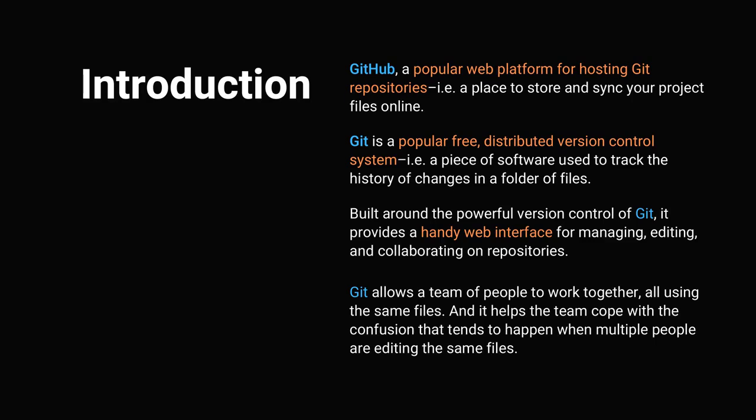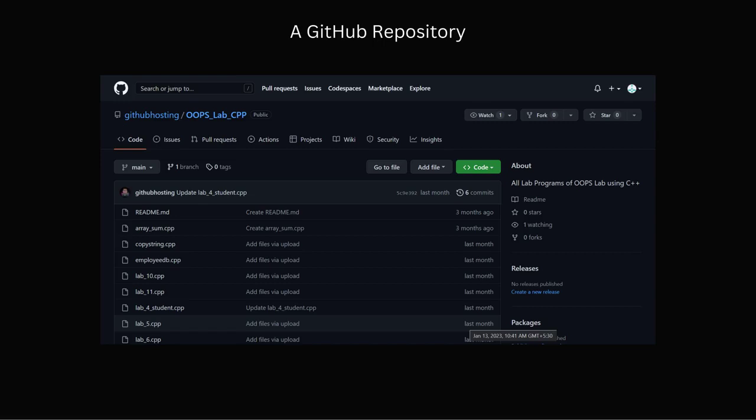Built around the powerful version control of Git, it provides a handy web interface for managing, editing and collaborating on repositories. Git allows a team of people to work together, all using the same files. And it helps the team cope with the confusion that tends to happen when multiple people are editing the same files. A standard GitHub repository with files committed to it.